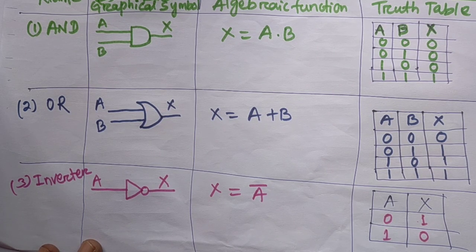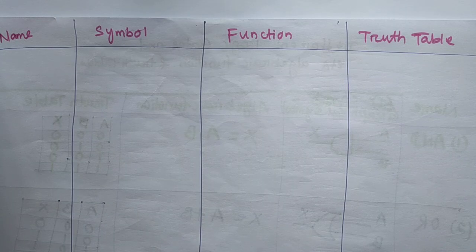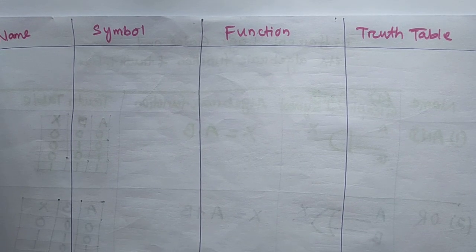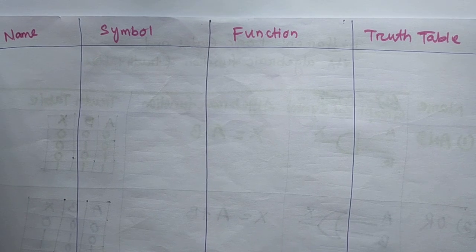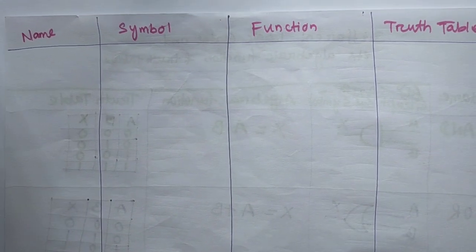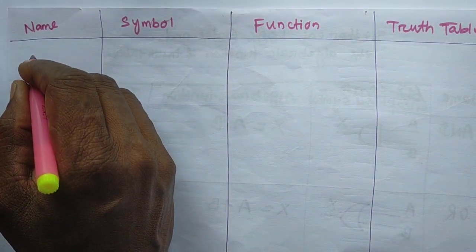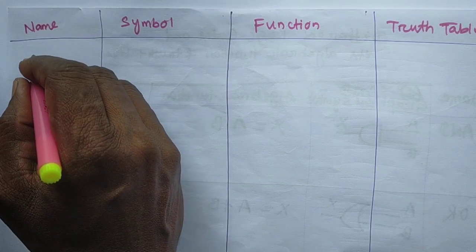Okay, the remaining I will explain next. Next is the buffer, another logic gate that we can call a buffer.